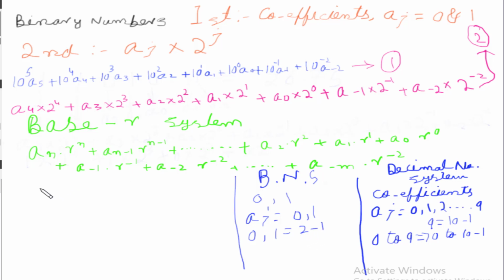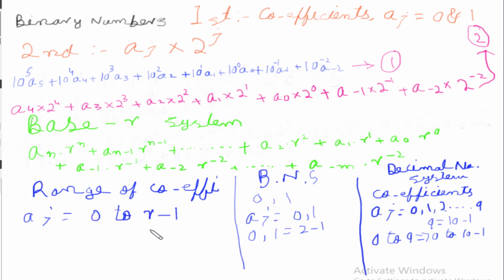Now by induction we come across the fact that the coefficient ranges in value from 0 to r minus 1. So in a base r system, the coefficient a sub j ranges in value from 0 to r minus 1. It means that if we have base 7, then the coefficients will be from 0 to 7 minus 1, that is, from 0 to 6.